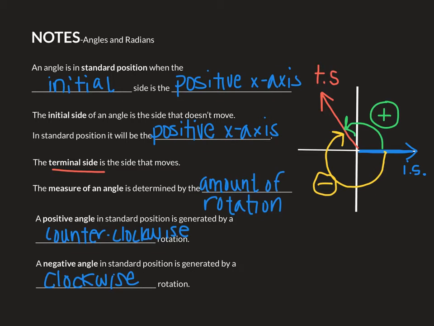We determine the measure of the angle based on how many times it goes around the circle or how far around the circle it goes. And we know it's positive if it moves counterclockwise and negative if it moves clockwise. Okay, questions so far? Feeling pretty good? If not, stop, rewind, pause, take a second, because we're going to move on. These next topics are going to be very important when it comes to using what we call the unit circle, which we'll do a little bit later.